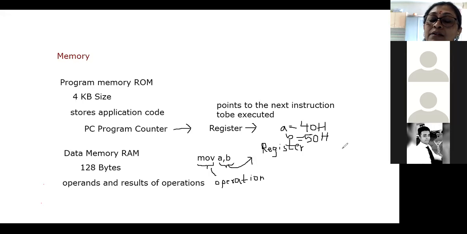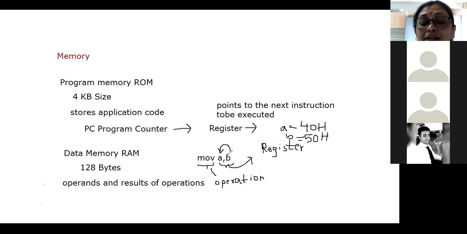While operating in assembly level language, you are dealing with hexadecimal numbers. So here your register A contains the data 40H, register B contains the data 50H. Now, if in your program you have written an instruction MOV A, B, then what does the microcontroller do? It transfers the data present in register B to register A.